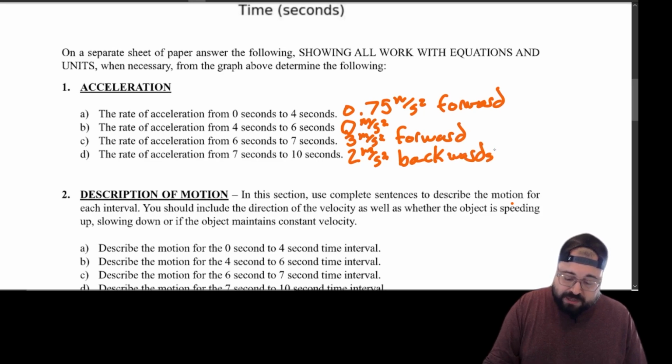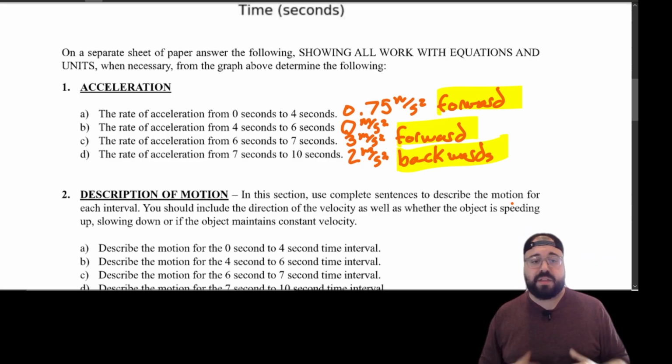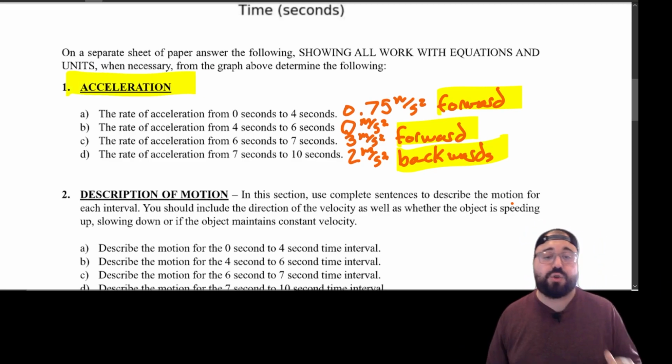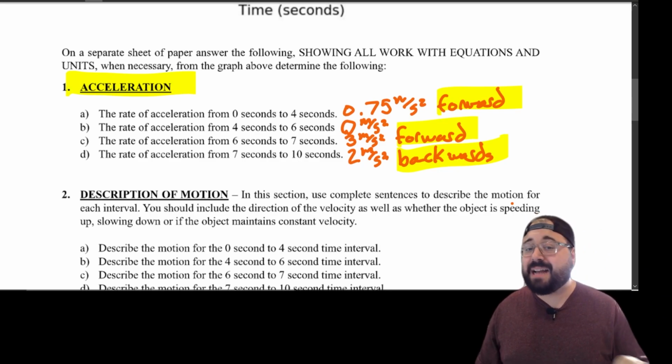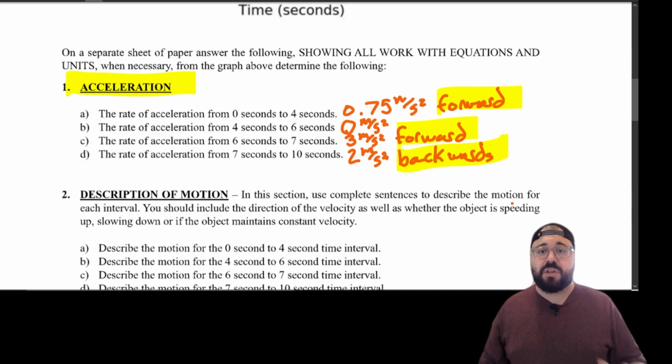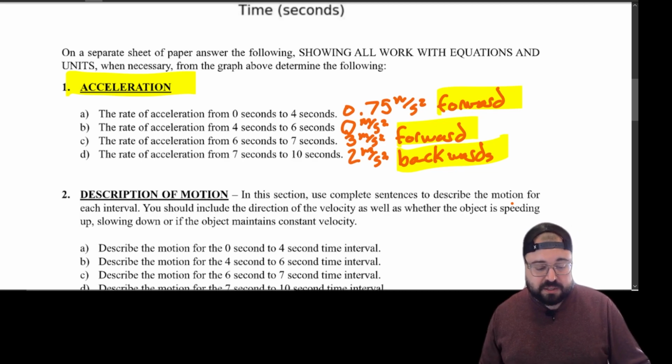Now, one thing that I want to reiterate to you guys, these directions do not tell us the direction the object is moving. These are the directions of the acceleration. So this is the direction the object is being pushed. It's not necessarily moving that way. So that's the direction of the push that's causing a change in speed.